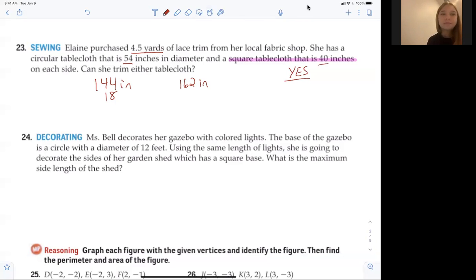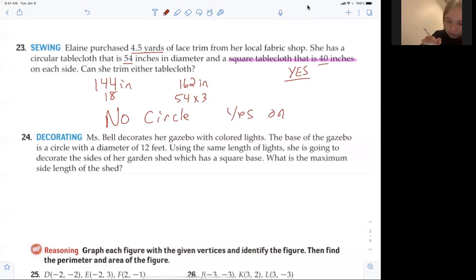So let's look at 54 times 3. What's 54 times 3? 162. So that means that pi times the diameter is too much, right? So the circular tablecloth is definitely what? No on circle. Yes on square.